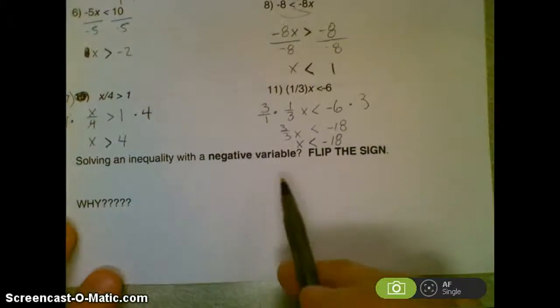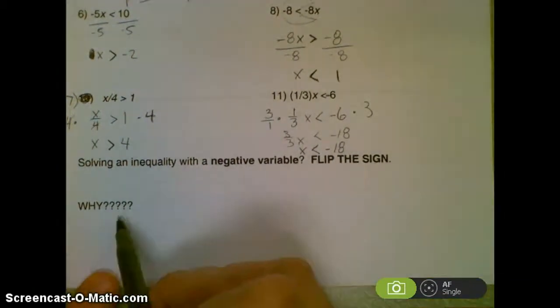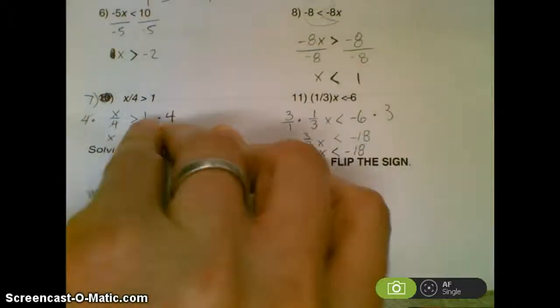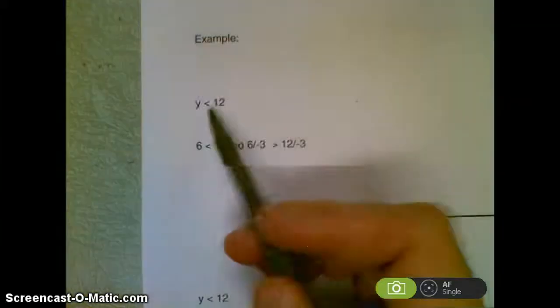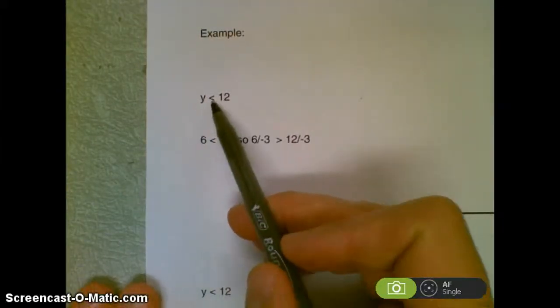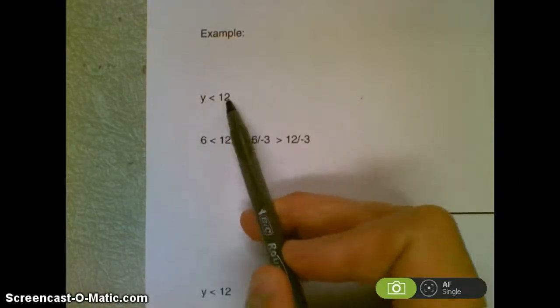Okay, so solving an inequality with a negative variable, you flip the sign. The question is why? And this is something that math students worldwide struggle with. Let me see if I can explain it. I'll use this example. Here's my inequality: y is less than 12. I just chose any inequality. I'm actually using the one in the book. They do a pretty good job explaining it.